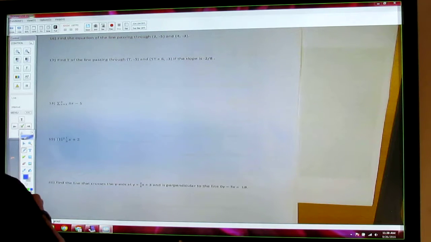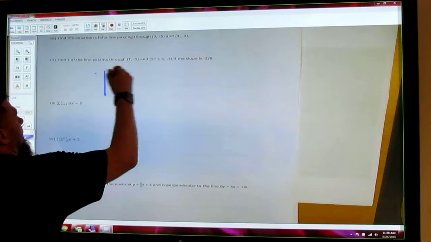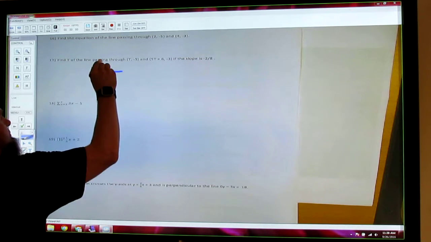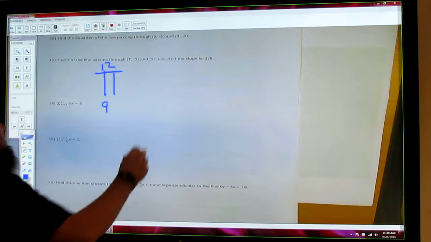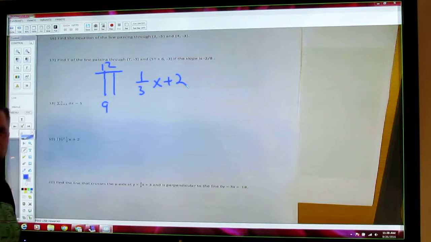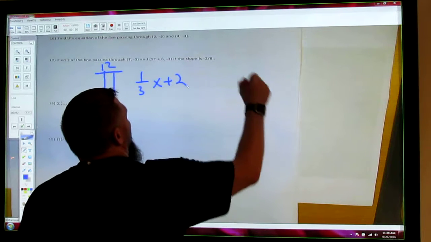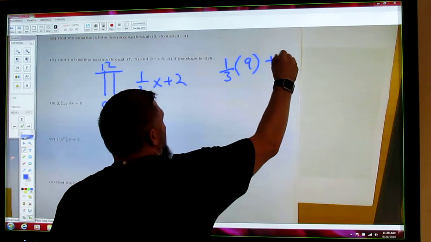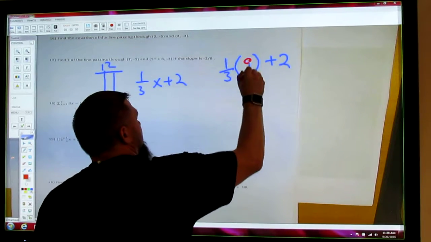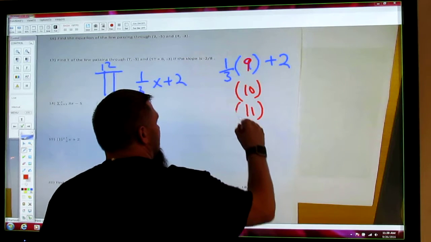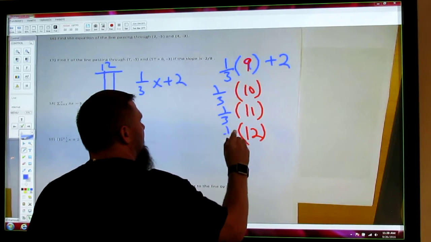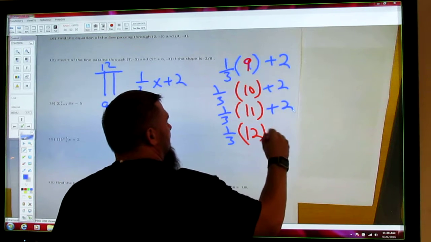Okay. In this case, it goes from 9 to 12. And it's basically 1/3 x plus 2. So we got 1/3 times 9 plus 2. Let's change the 9 to red. And then that's 10, 11, and 12. Yes? And then everything else is the same. 1/3, 1/3, 1/3, plus 2, plus 2, plus 2.